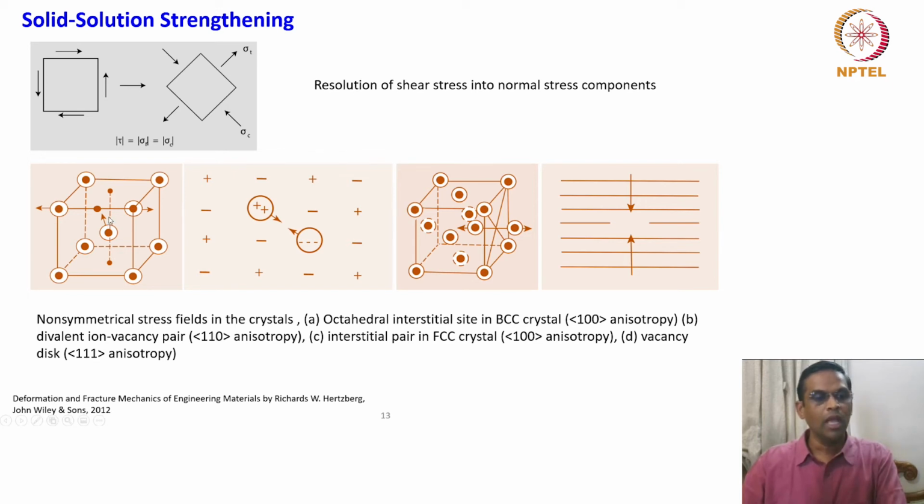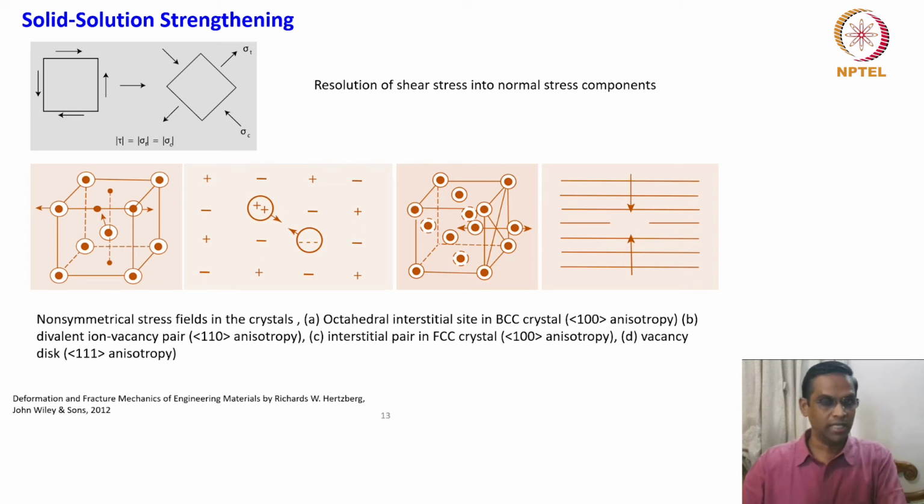If you look at the carbon atom size, which is about 0.154 nanometers, it is going to try to occupy this octahedral site, which is not very convenient to fill in, right? So that is why the solubility of carbon in BCC iron is very low, 0.02%. On the other hand, if you look at the solubility in FCC iron, it is enormous.